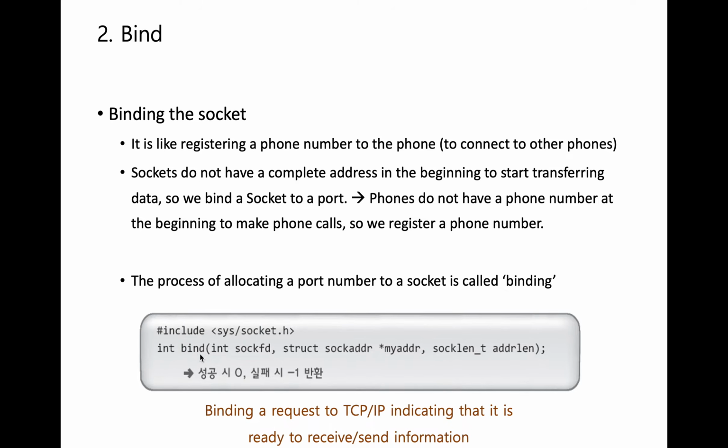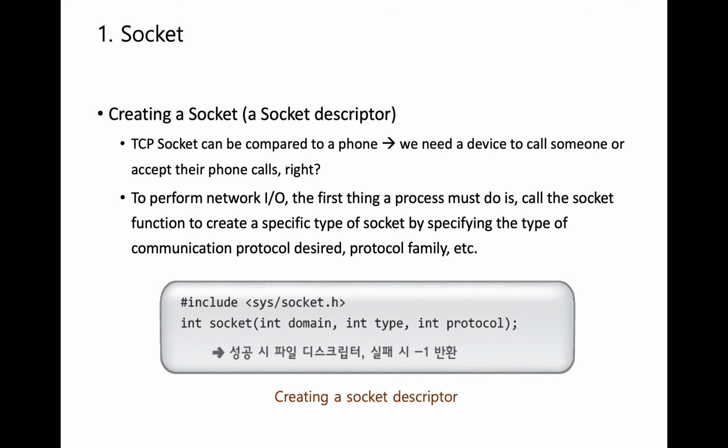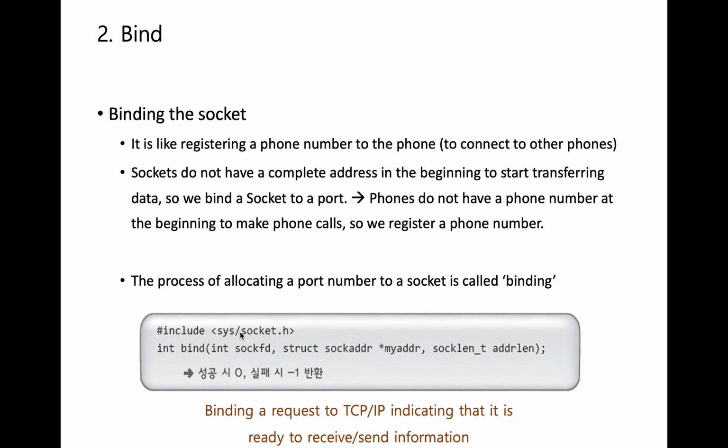So, just to connect the dots, the first thing that we did was creating a socket, and now the second thing is calling this function to bind that socket to an address. So now we have a bound socket. That means we have a device, a phone, that already has a registered phone number. So after this step we can make phone calls.